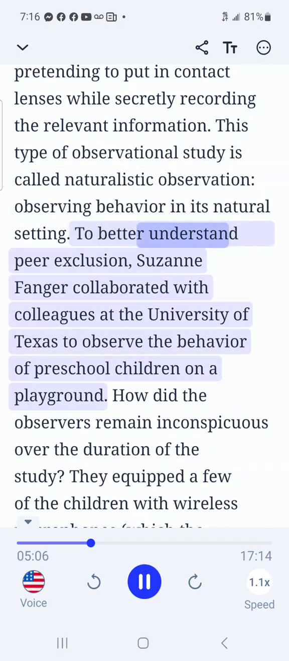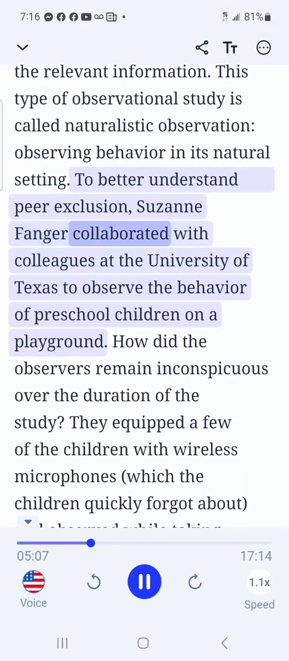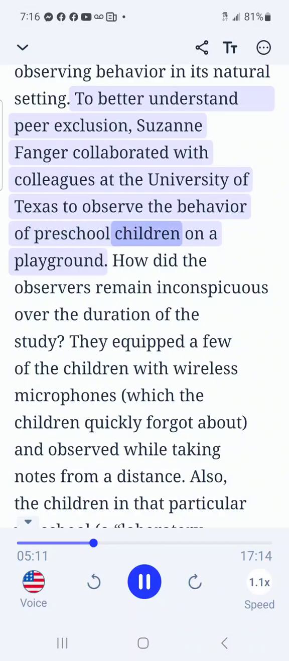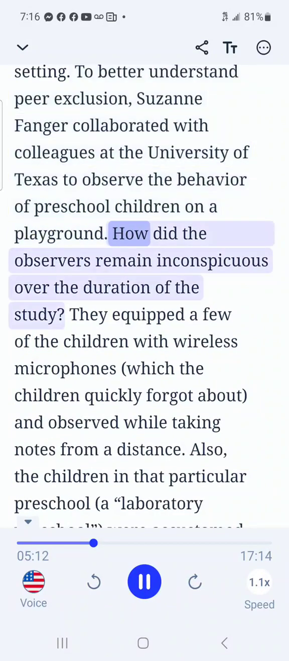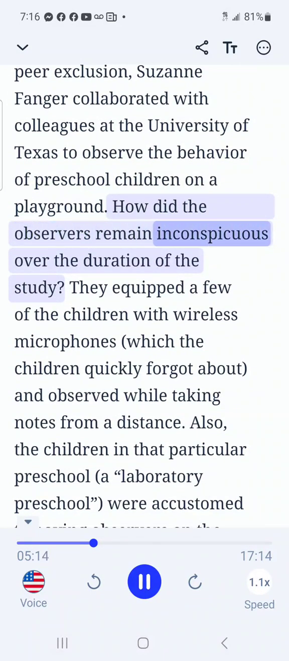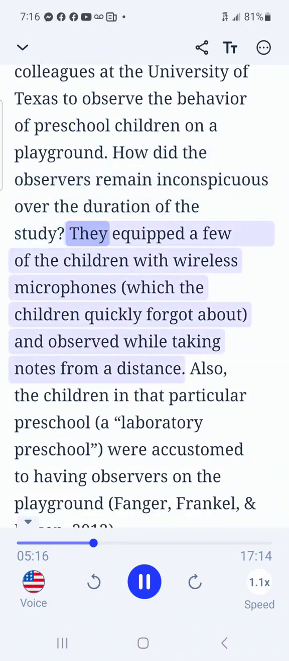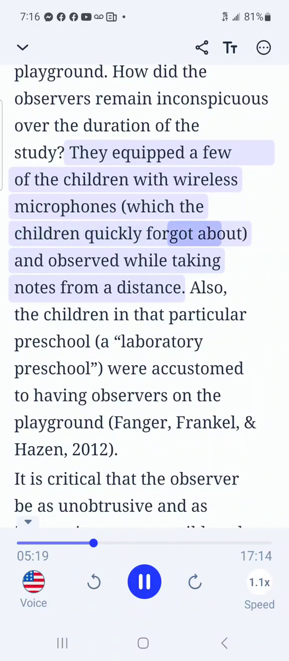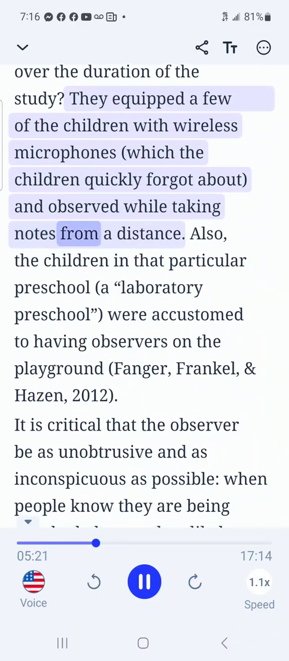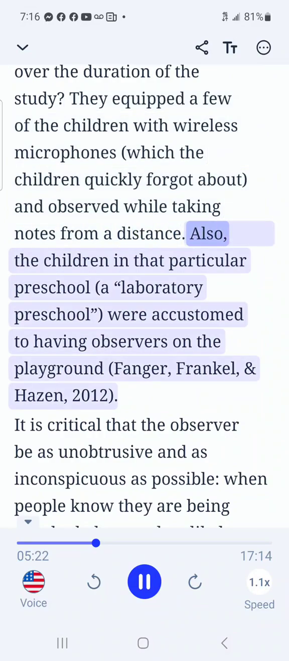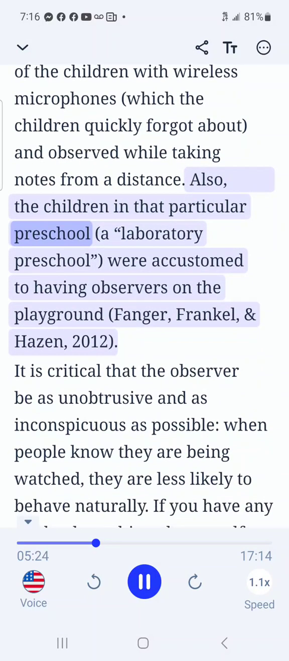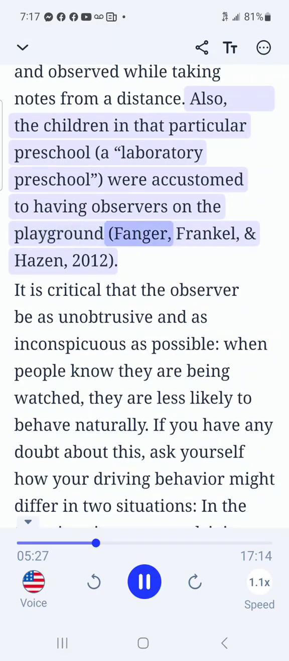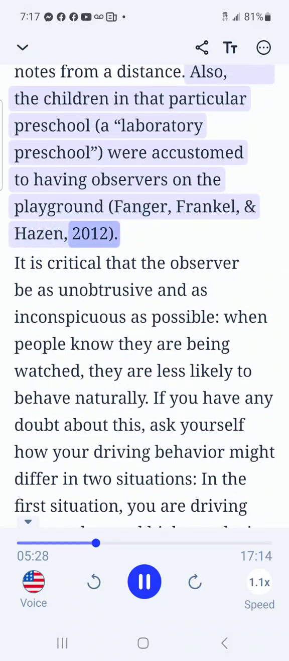To better understand peer exclusion, Suzanne Fanger collaborated with colleagues at the University of Texas to observe the behavior of preschool children on a playground. How did the observers remain inconspicuous over the duration of the study? They equipped a few of the children with wireless microphones, which the children quickly forgot about, and observed while taking notes from a distance. Also, the children in that particular preschool, a laboratory preschool, were accustomed to having observers on the playground. Fanger, Frankel, and Hazen, 2012.